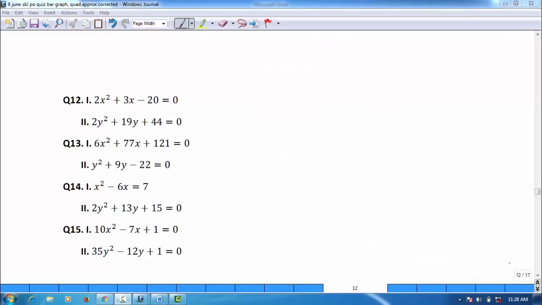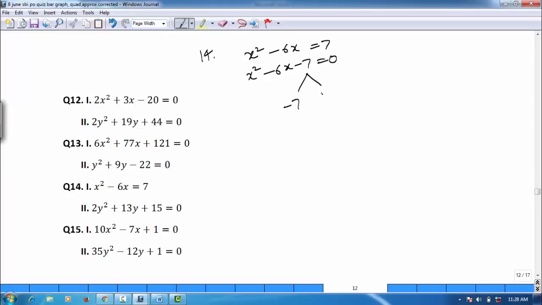Question number 14. The first equation is x square minus 6x is equal to 7. So this will be equal to x square minus 6x minus 7 is equal to 0, and 7 can be divided in minus 7 and 1, and on changing the signs we will get the value of required roots, that are 7 and minus 1.